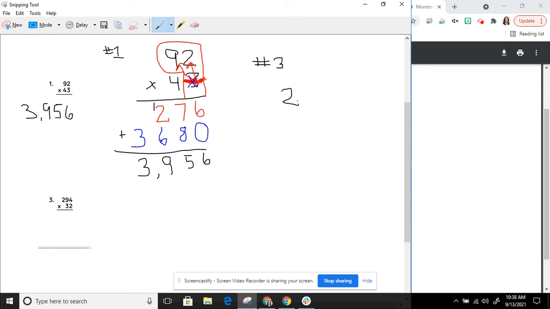So for this problem, we've got 294 times 32.